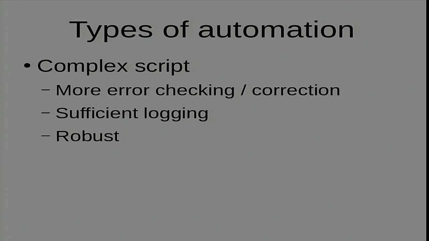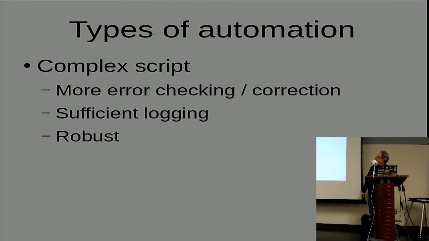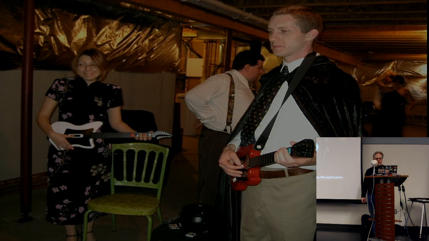Some more complex scripts usually have a little more error checking and correction. So again, you're talking about the process where it goes through and double checks all that stuff. You probably create a complex script for that particular thing. Sufficient logging, so that anyone can take a look in there. Sometimes you can do things where it will email you whenever there's a problem. So that may be something to check out. And they're robust. They can take any kind of data, especially one that's 10 rows down. So that's some of the formal things.